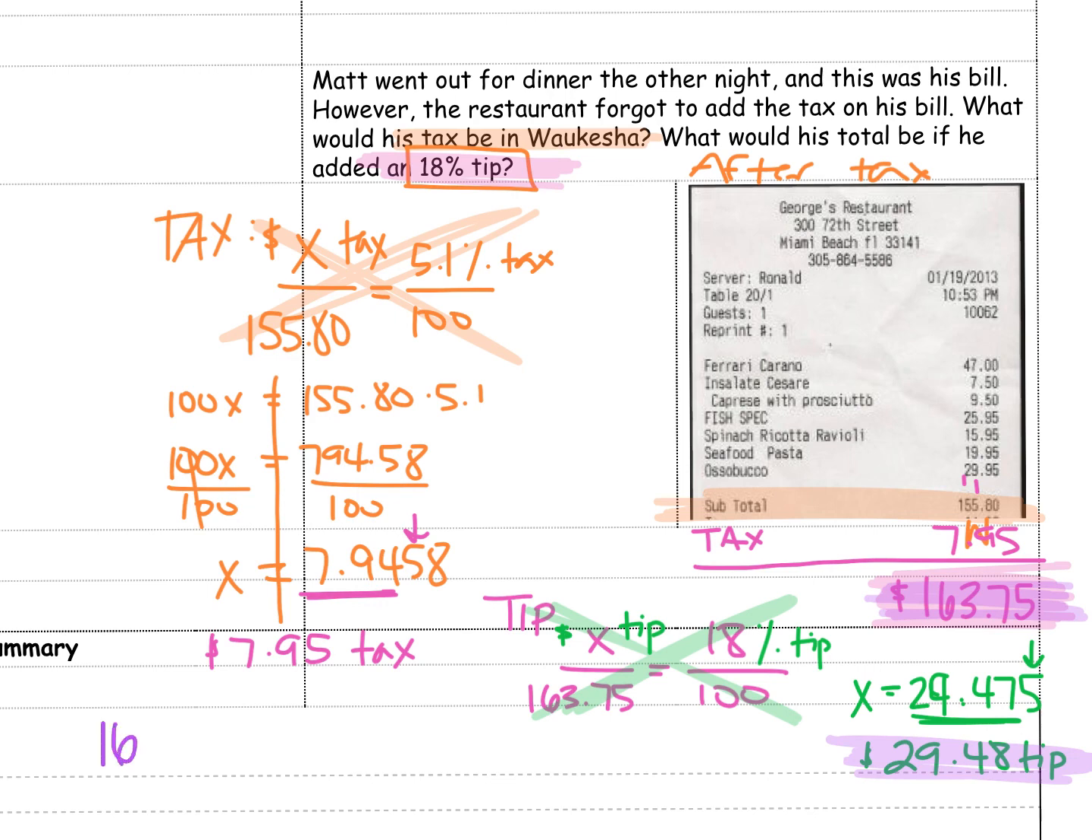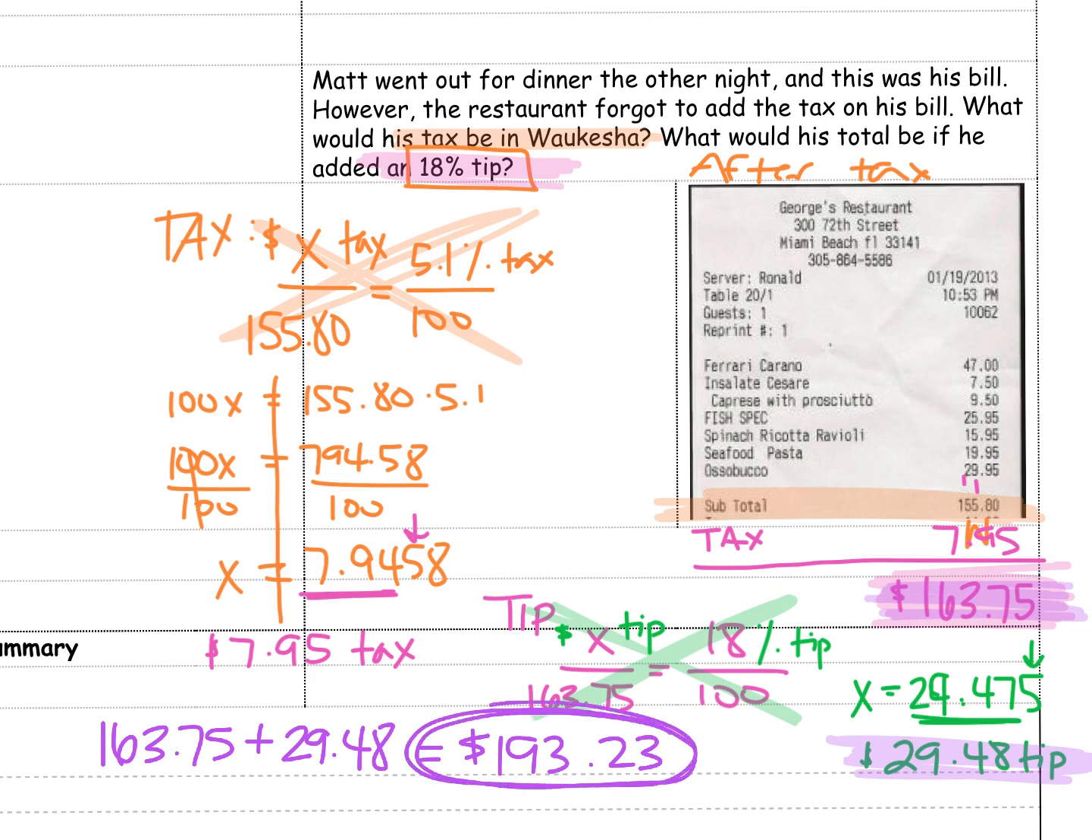His bill was already at $163.75 after tax. Plus he wants to leave a generous tip. And all together, we'll find his total bill. And we get a grand total of $193.23. And so $193.23 is going to be his final price of his dinner after the tax and after the tip has been figured out.